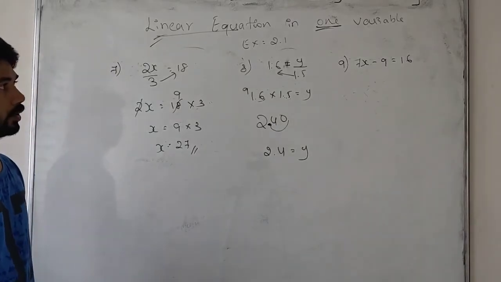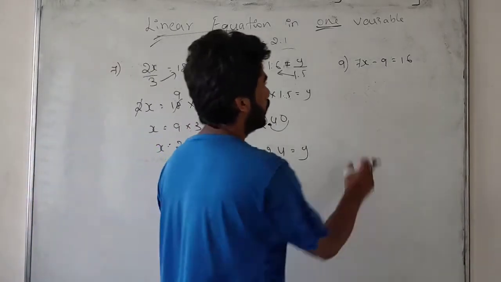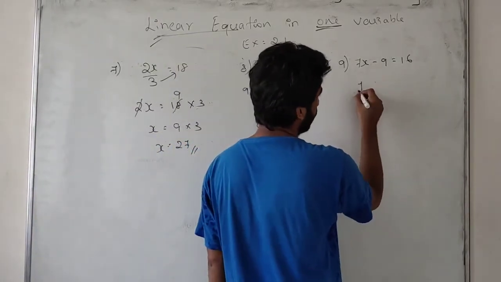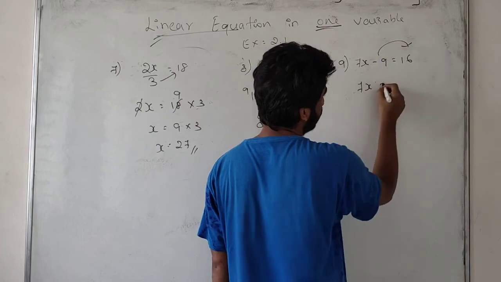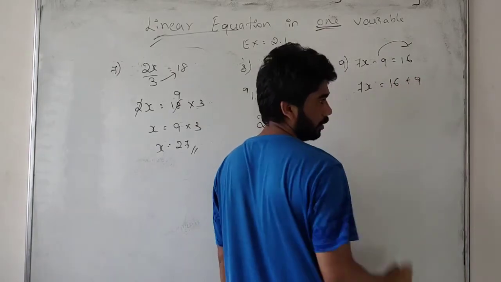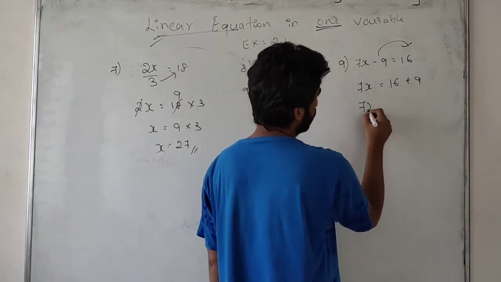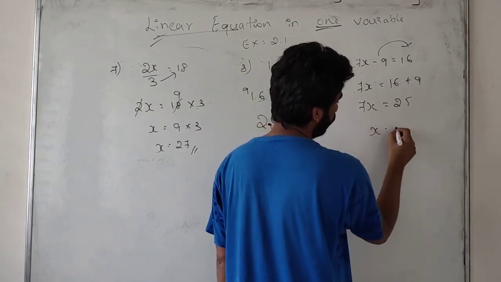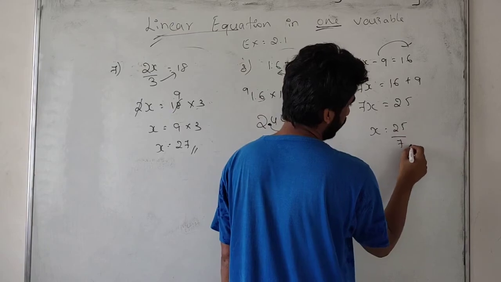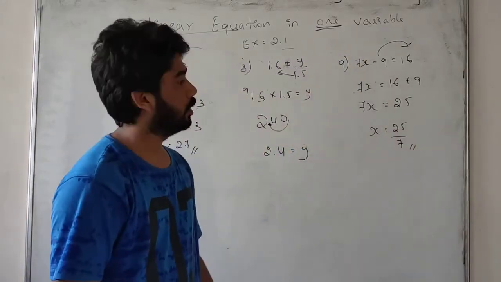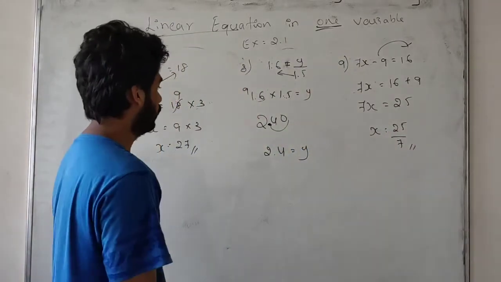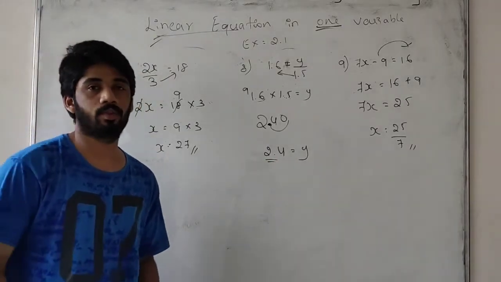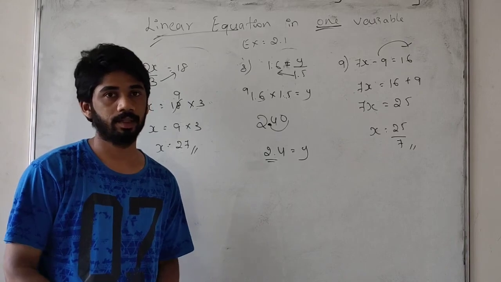Okay, got it? Next one, 7x minus 9 is equal to 16. So here we will do it as 7x, I am shifting this 9 here, 16 plus 9. So 7x is 16 plus 9, 25. x is equal to 25 by 7. You can't solve it further. So this is the required answer. Okay, note it down. These problems will be coming for your 1 marks or 2 marks in your school exams. Okay, note it down.